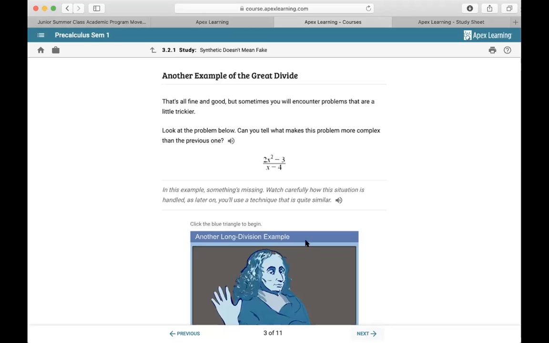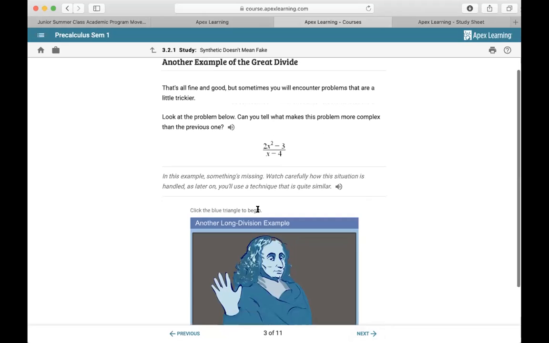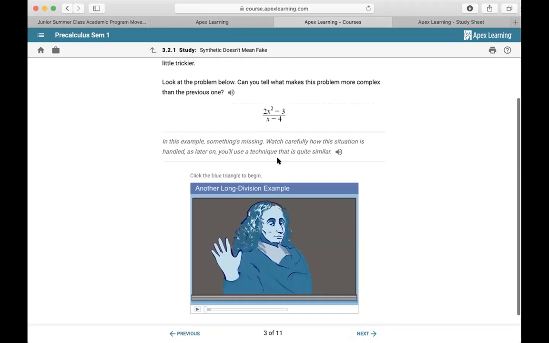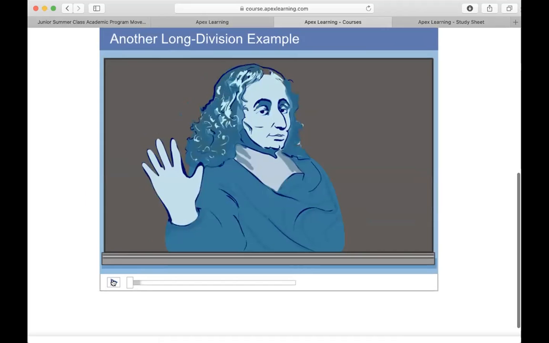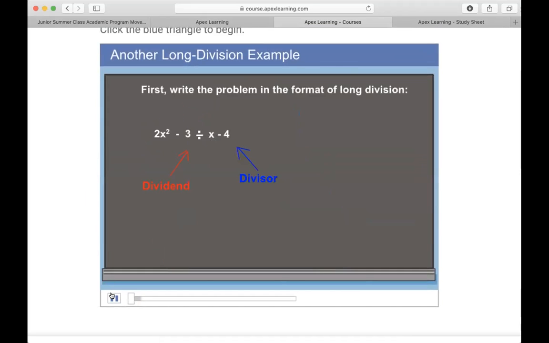Now you're going to encounter a problem that's maybe a little bit trickier. It doesn't look much trickier right off the bat, but it's x squared minus 3 divided by x minus 4. Something I noticed right off the bat is that this top quantity is missing an x component. We'll watch this video for this division example and see how they address it.